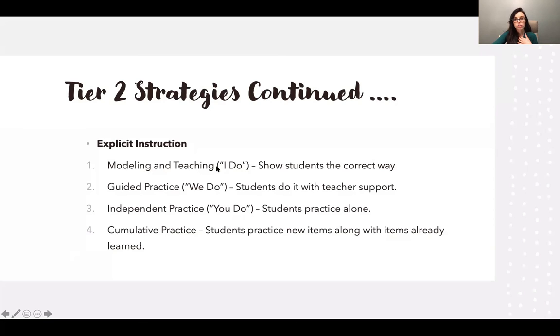Then after I do and I show you how to do it, now we're going to do it together with some teacher support. Independent practice is you do. Students practice alone.